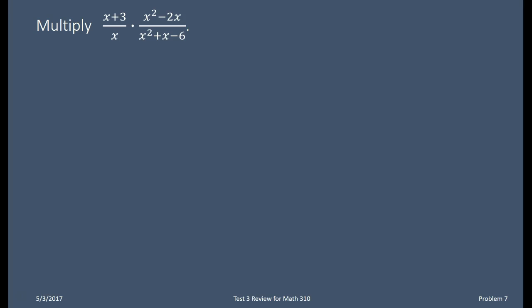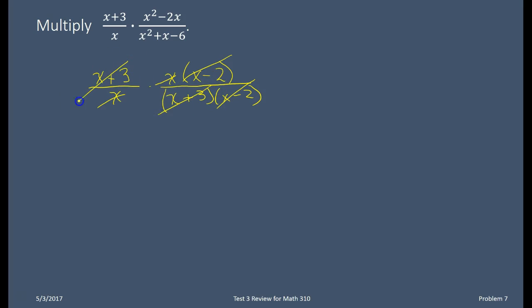Now we're going to multiply. We have a binomial over x, and then we have another binomial over a trinomial. So let's factor what we can. The first one, we can't factor at all. But the second one, in the numerator, we can pull out an x, leaving us with an x minus 2. And then in the denominator, we can factor it to be x plus 3 times x minus 2. And now we can cancel like terms. The x's go away, and the x minus 2's go away, and the x plus 3's go away.